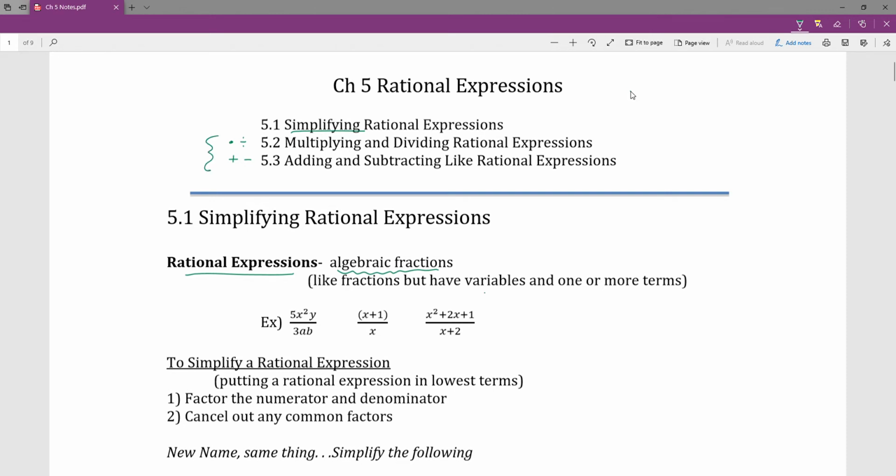But they do have variables and one or more terms. So all of these are examples of rational expressions. This is how they were different from other polynomials in that they have a variable down below in a lot of those. But technically, that's really the only difference here. So we're going to learn how to deal with these rational expressions. And the first thing we're going to do with these rational expressions is simplify them.